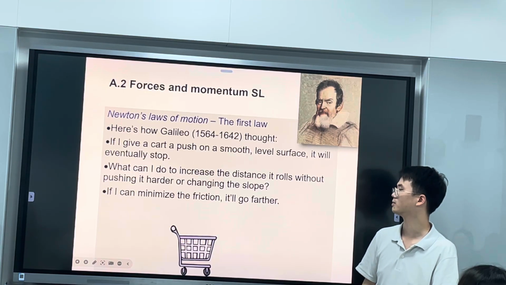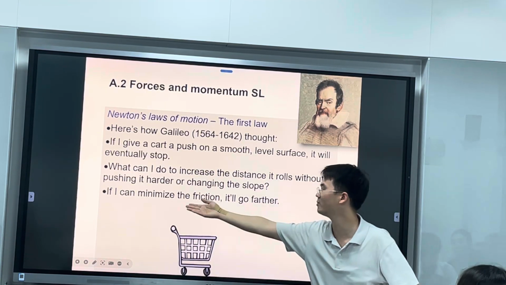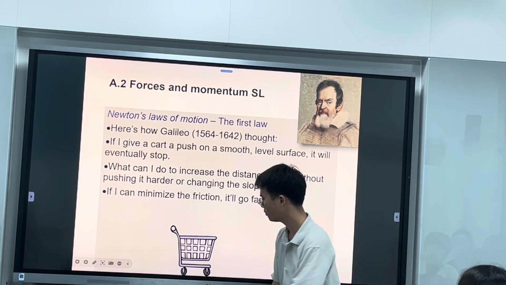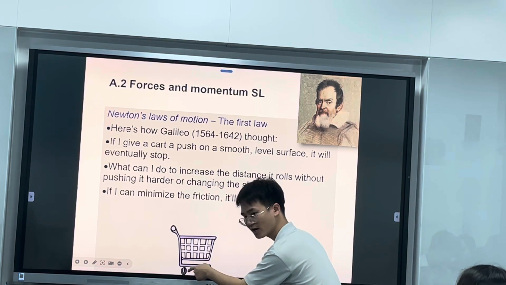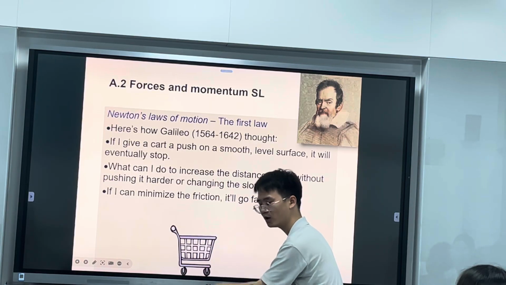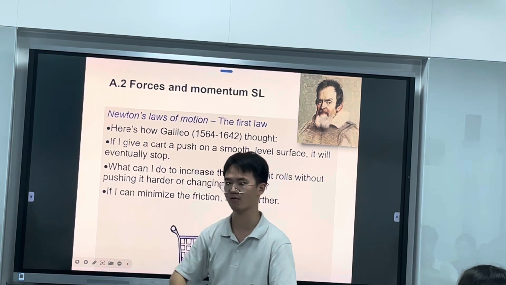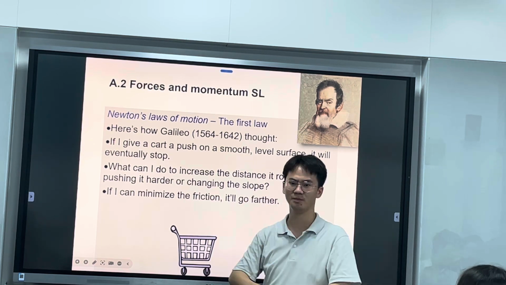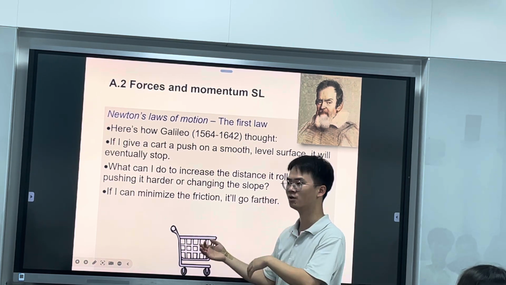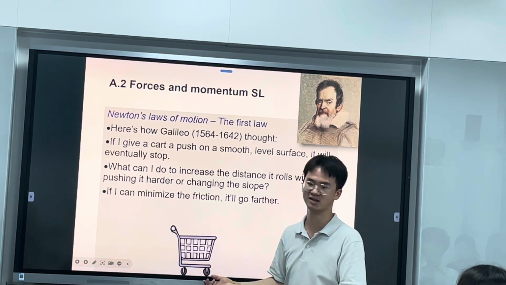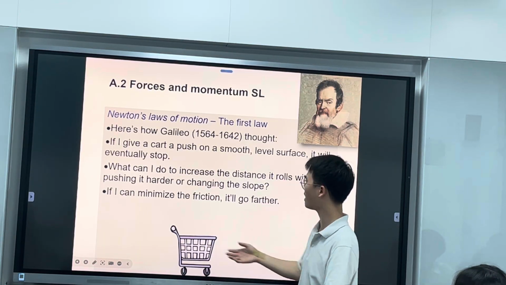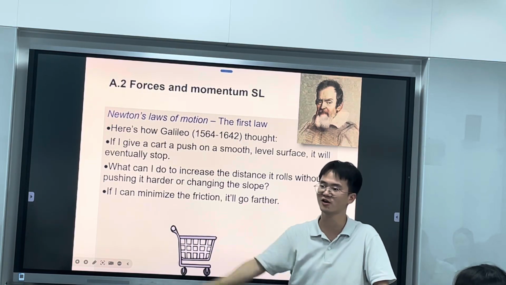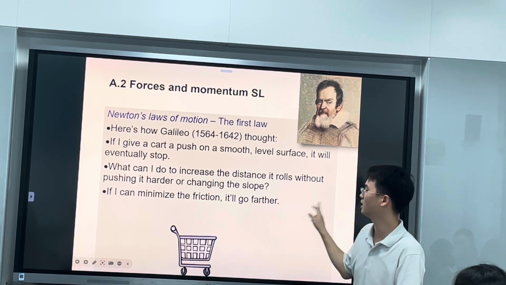What can we do? Oh, first of all, if I minimize the friction, it will go farther, right? So let's say we add more lubrication oil to the wheels. We make the ground as smooth as possible. And we even build a vacuum out of it to eliminate the factor of air resistance. Now, this certainly will make it go definitely further, right? Because friction is a lot less.